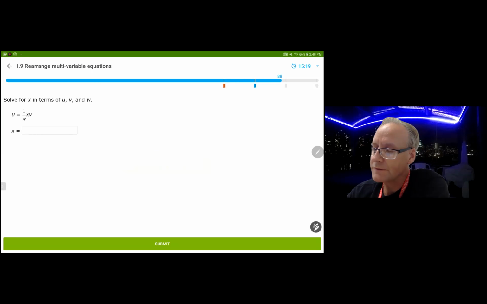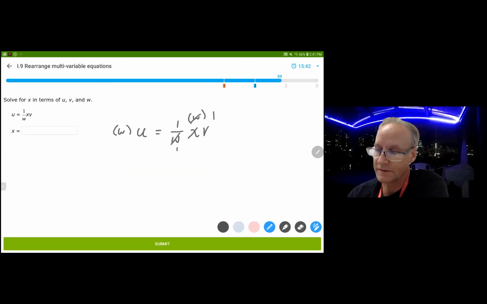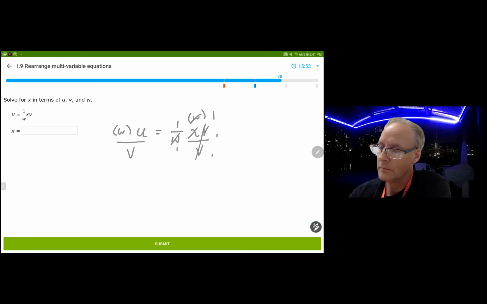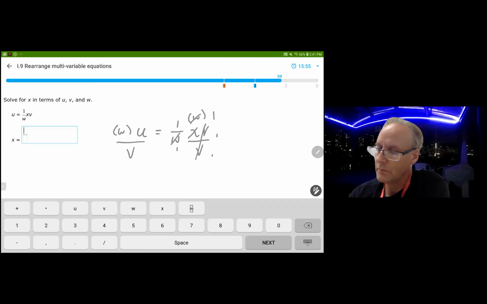Okay, we want to solve for X, so we're going to get X by itself. We are going to multiply by W on both sides. I guess I'll go ahead and write this one out for you. One more time. U equals 1 over W X V. And I am going to multiply by W on both sides. Sometimes I'll write it over here. It doesn't really matter as long as it gets canceled out. And we want to get X by itself, so I'm going to have to divide by V. And the X is now by itself. WU over V. There you go.